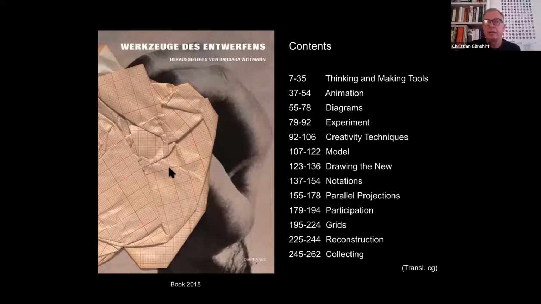I felt, especially when I looked at this book, at all these different tools they are talking about, like animation, diagrams, experiment, creativity techniques, but also parallel projections, participation, grid, reconstruction, collecting, I felt a little lost in that, and I felt I had to think again about my taxonomy. So the table I was showing you with visual and verbal tools, obviously it's not complete. It's far from being complete. So I was trying to revise that, and I will show you how I did that.